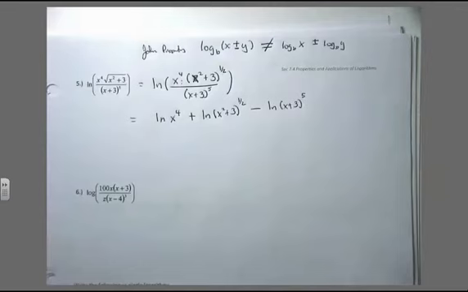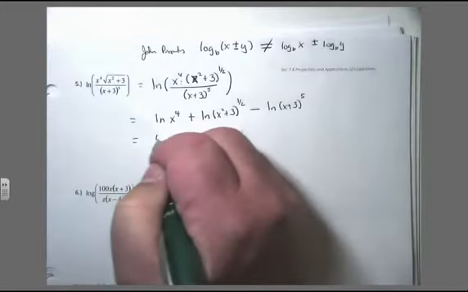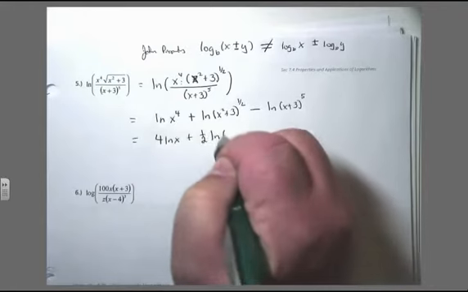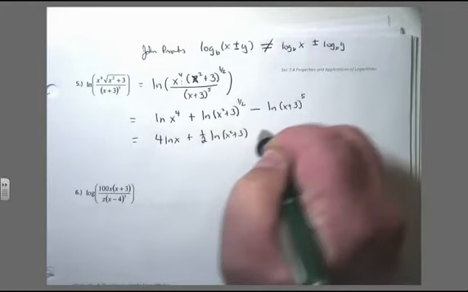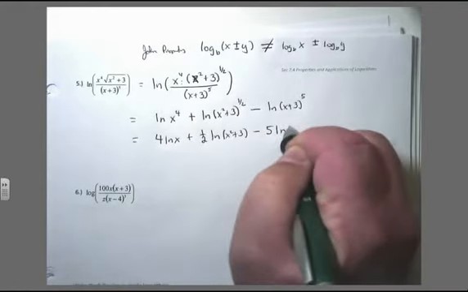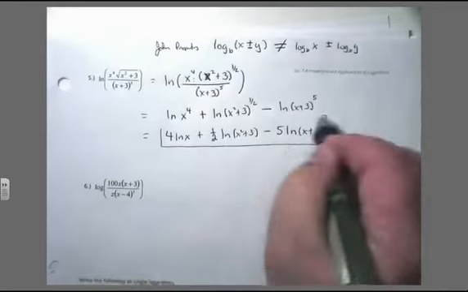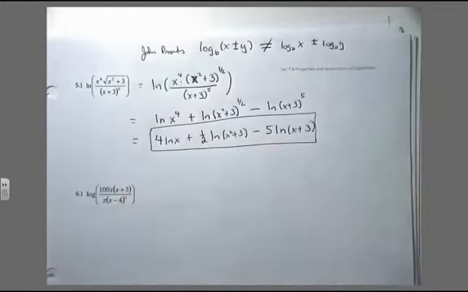Well, I'm almost done except for these things that have powers. Where do powers get to go? In front of the logs. So this would be equal to 4 natural log of x plus 1/2 the natural log of x squared plus 3 minus 5 natural log of x plus 3. And this is my solution, and that is the best I can make it.